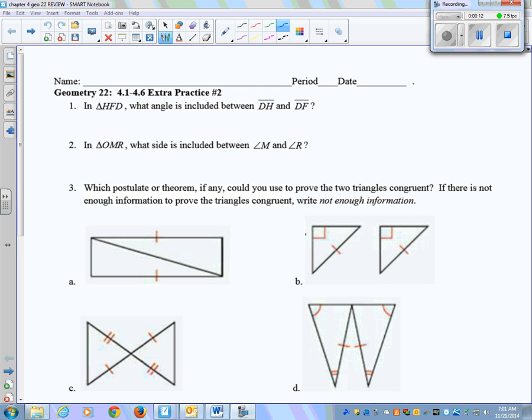Just going to explain through this review sheet. Make sure you pay attention, especially on page 2. You're going to want to pay attention in the middle of that page.